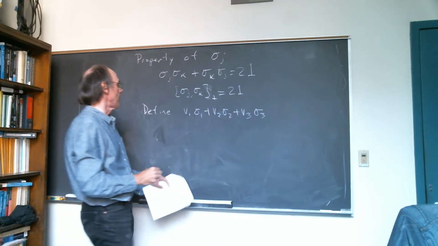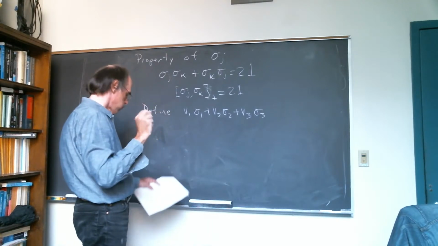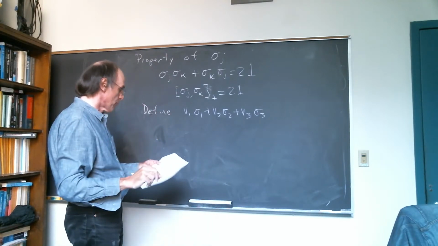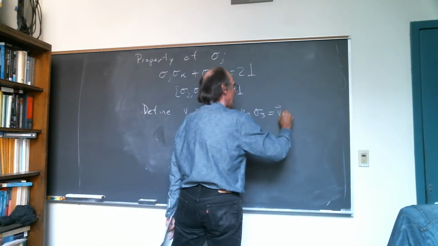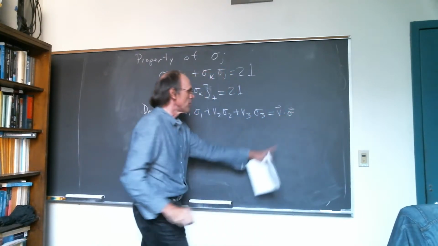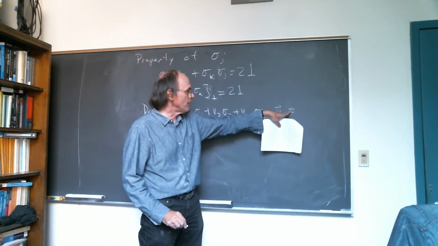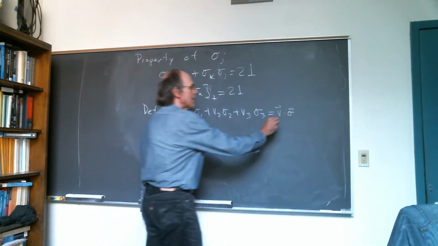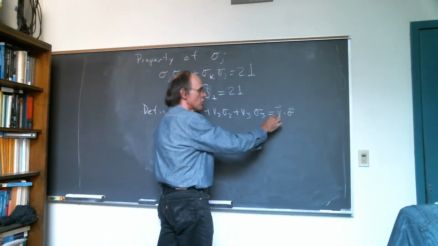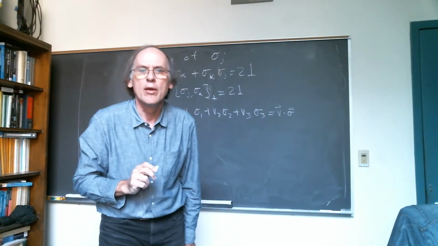Let's define this. So let's think of this as v vector dotted with sigma vector. This is a vector of these three components, which are 2 by 2 matrices. So we're taking a dot product of a usual vector with a vector. Sorry, I should clarify, 2 times identity.